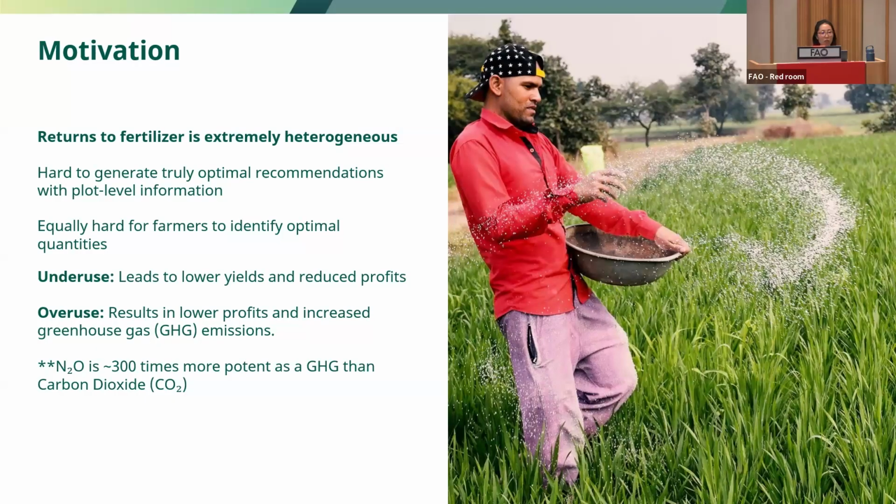Okay, the motivation, I think it's now very well documented that returns to fertilizer vary a lot across plots, depending on things like soil properties, soil health and plot conditions. So it is difficult for farmers to figure out on their own how much fertilizers they should be applying in a given season. And it's not just underuse that's problematic, but overuse has huge environmental costs. And especially in places like India, where there are heavy subsidies for fertilizers, it just makes it easier for farmers to over-apply.